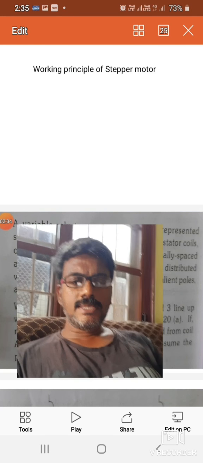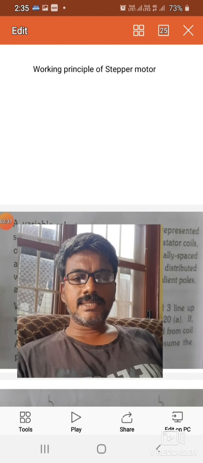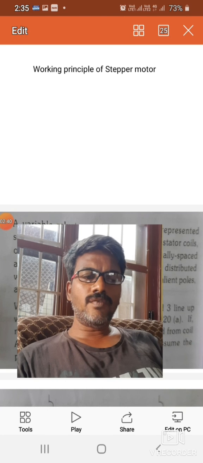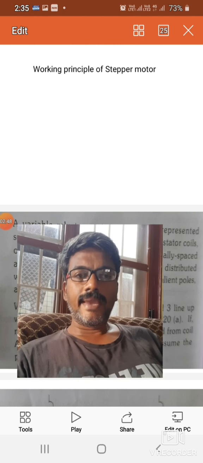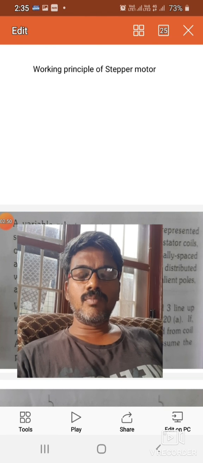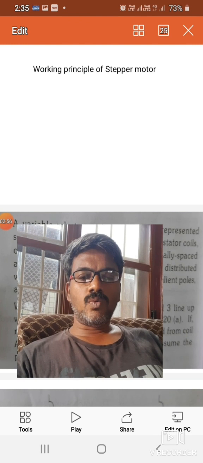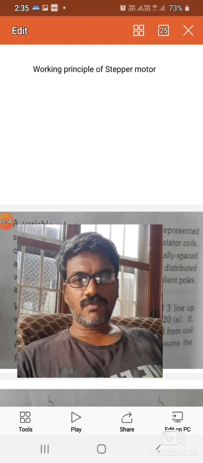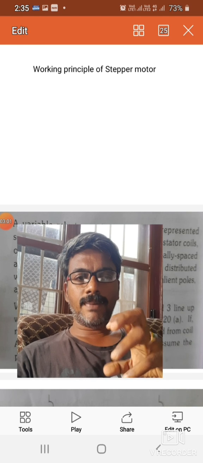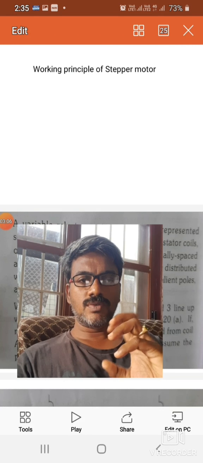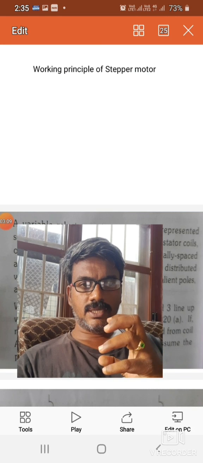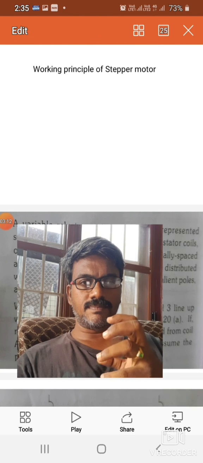A stepper motor is an electromagnetic device designed to convert a series of input power pulses, that is digital pulses, into discrete angular movements, one for each power pulse. For each and every pulse the motor moves one step. For giving one pulse, the motor moves one step. Second pulse, second step. Like that, the motor moves step by step.